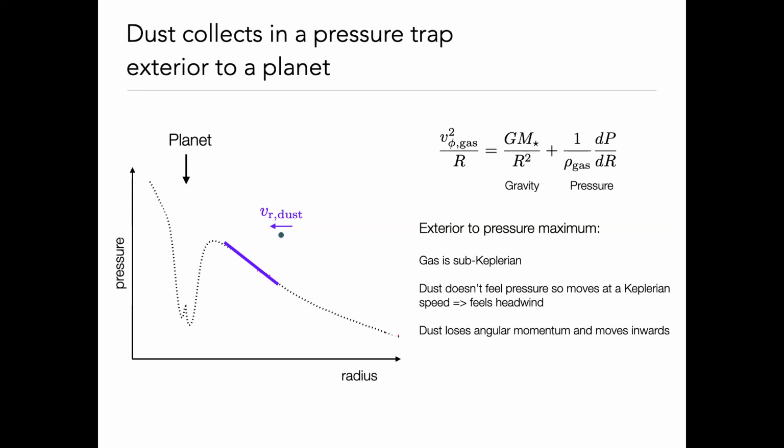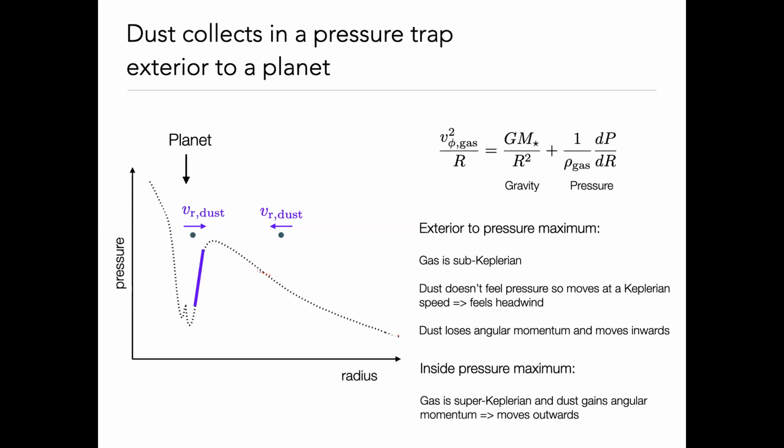Now, the exact opposite occurs when you have positive pressure gradients. The dP/dr term in the equation here is positive, so the gas is traveling at a super-Keplerian velocity, but the dust is orbiting at a Keplerian velocity. So it now feels a tailwind instead of a headwind. And as a result, that dust particle gains angular momentum and moves outwards.